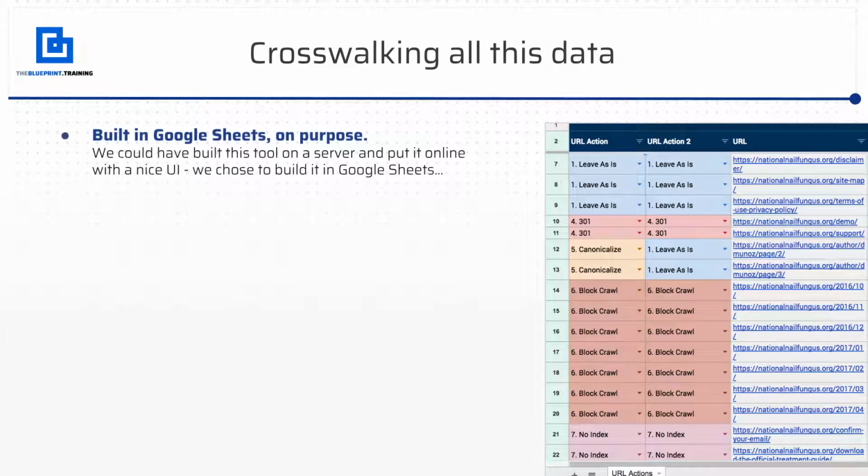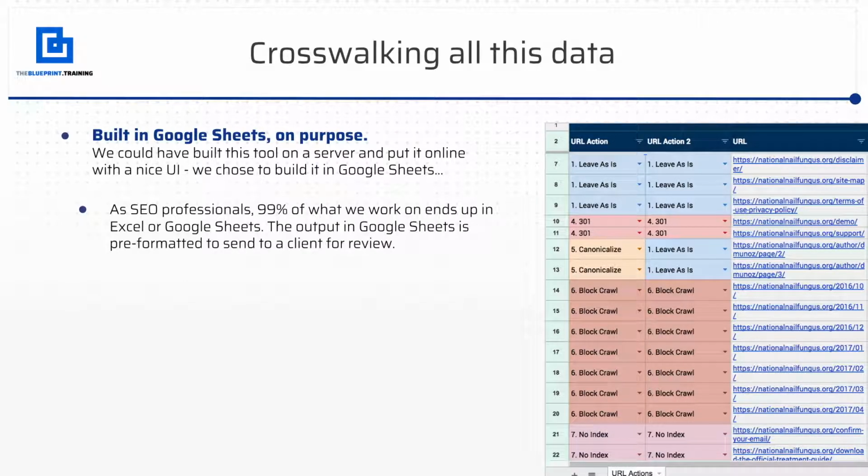After we get all this data, we crosswalk it. So we could have built this tool on a server, put it with a nice clean UI, and sold it as a front-facing tool, but the fact is, as SEOs, pretty much everything that we do ends up in Excel anyways, and Google Sheets has a lot of different value props for using it as a tool. This output is pre-formatted for you to just take action right into the report, no necessity to download, reformat, etc. The output is exactly as you need to do actual work on an SEO campaign. No reason to reformat, just take it and go.